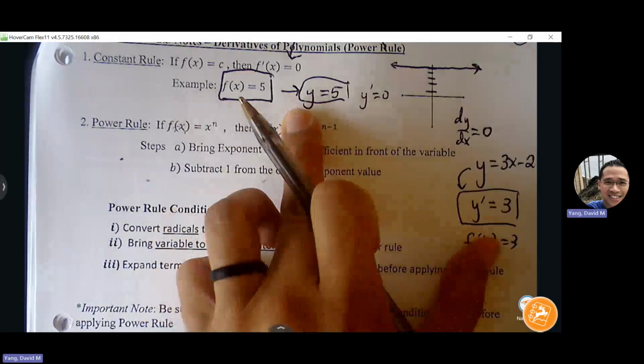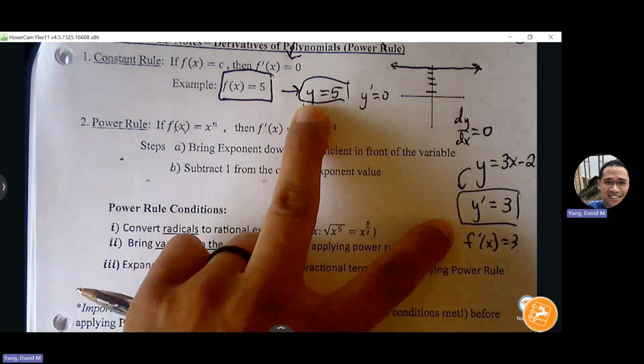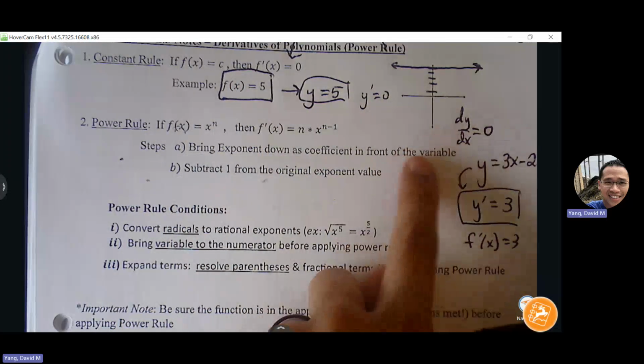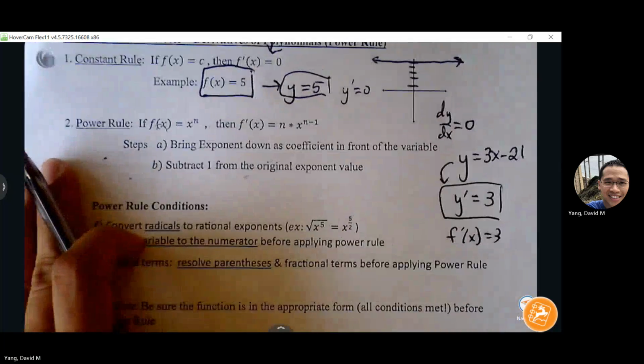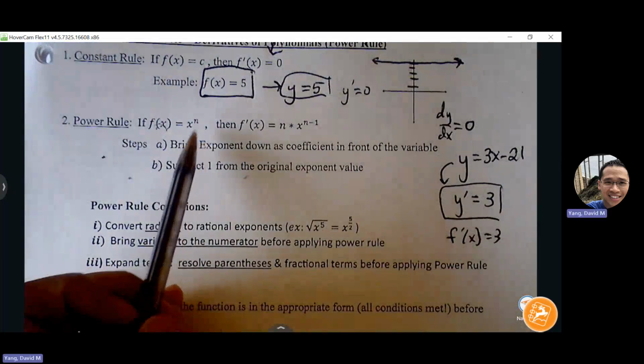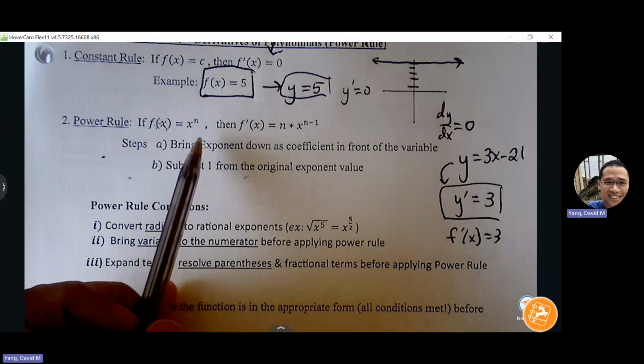Now we can do this all day as long as we have a nice line, whether it's horizontal or slanted. But as soon as we get into curves, our derivative requires variables because the slope is ever changing. So we need something that represents that change. It's not just going to be a static number. So here's the power rule. This is going to be much more efficient than what we did with the limit definition of derivative.